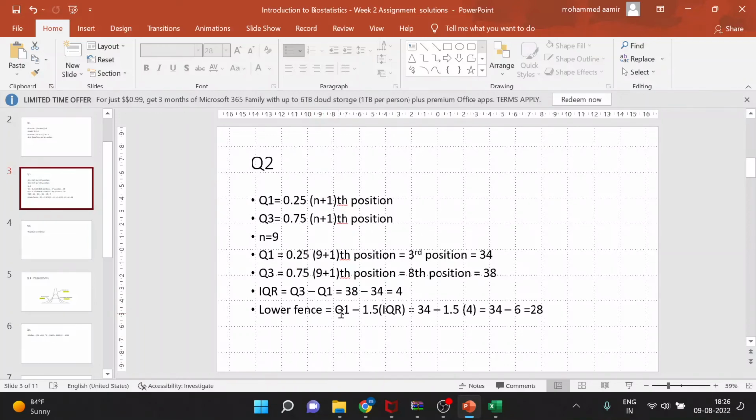And the lower fence is given by this formula, that is quartile 1 minus 1.5 into interquartile range. You just substitute the values. Our quartile 1 is 34 and the interquartile range is 4. If you substitute in this formula, you get 28. So the answer is 28. That okay? Did you get that?